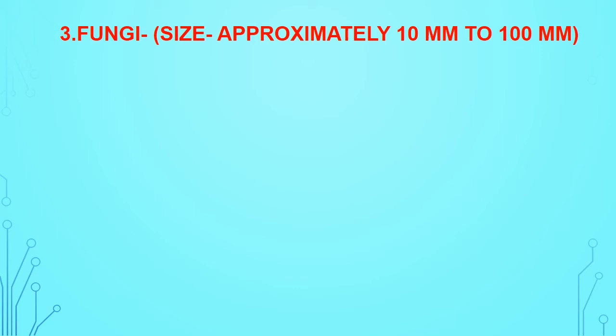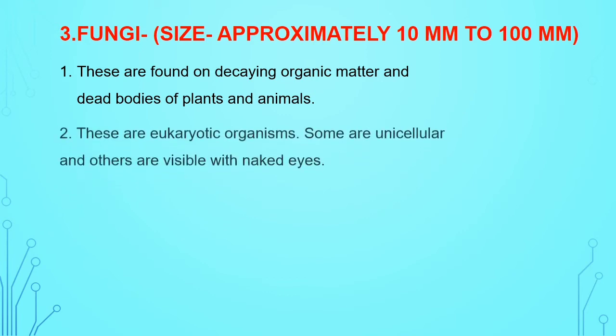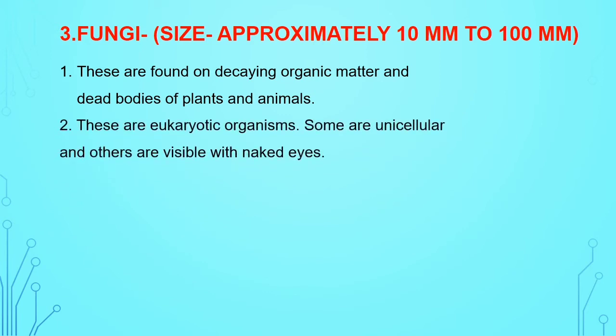Let's understand fungi. The size of fungi is approximately 10 micrometer to 100 micrometer. Let's understand the characteristics of fungi. These are found on decaying organic matter and dead bodies of plants and animals. These are eukaryotic organisms. Some are unicellular and others are visible with naked eyes.